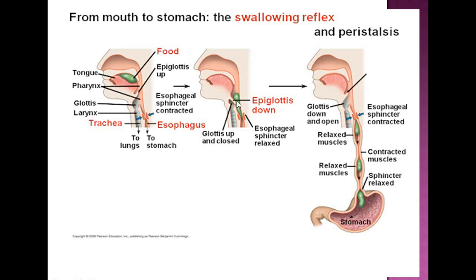So the epiglottis moves downwards, and when it moves downwards it will close the opening of the trachea, so the bolus will be directed into the esophagus.